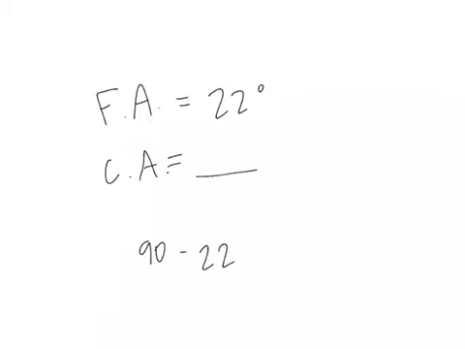Okay, another example. Let's say that your fitting angle is 22 degrees, and you want to know what's the complementary angle. Well, 90 subtract 22 is going to give us 68 degrees. And that's because a 22 and a 68 added together would make 90.